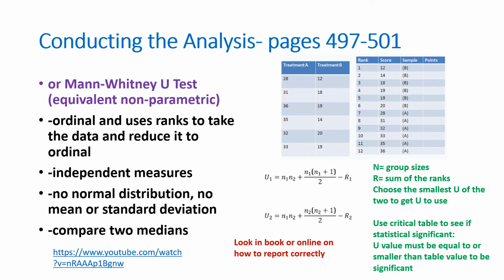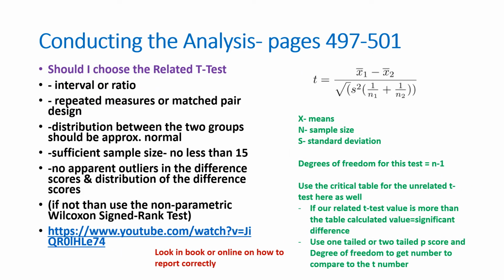That's the one whose calculations are shown in your yellow book. You can also look things up online on how to do a U-score, and I have some videos on Canvas for that. And again, this is for independent measures. You can also choose the t-test for a repeated measure situation for interval and ratio. You can also use the Wilcoxon as well, and again, no fewer than 15.